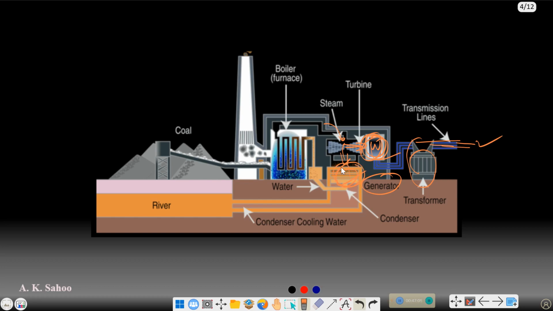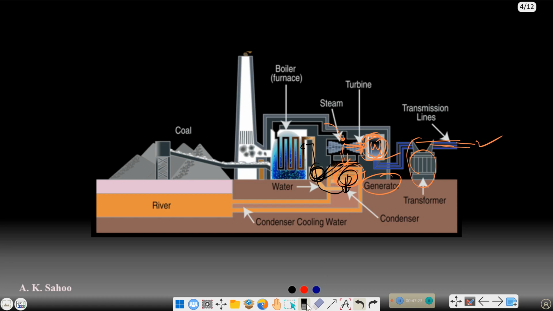In this case, after condensation your steam will be converted into liquid water, and again it will be sent to the boiler with the help of the pump. So here you can see this is the pump.